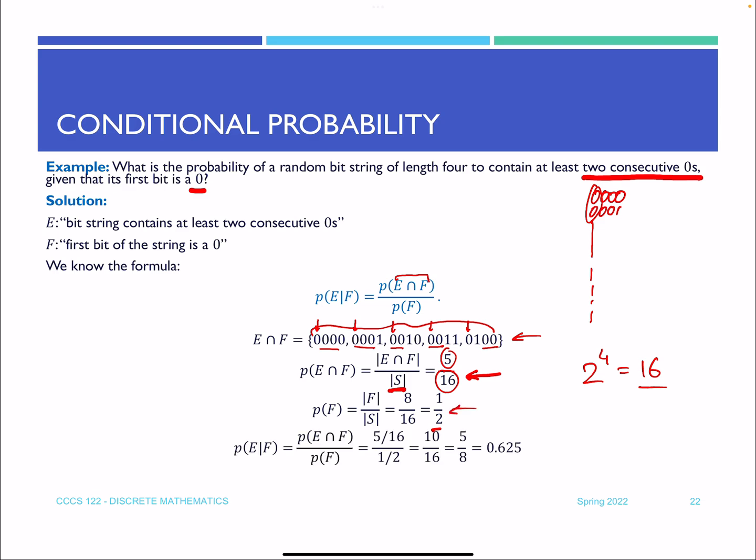And now that we have these 2 probabilities, we can find the conditional probability, which is the probability of E intersection F, 5 over 16, divided by 1 over 2. Do the math a little bit and you come out with 0.625 or 5 over 8.